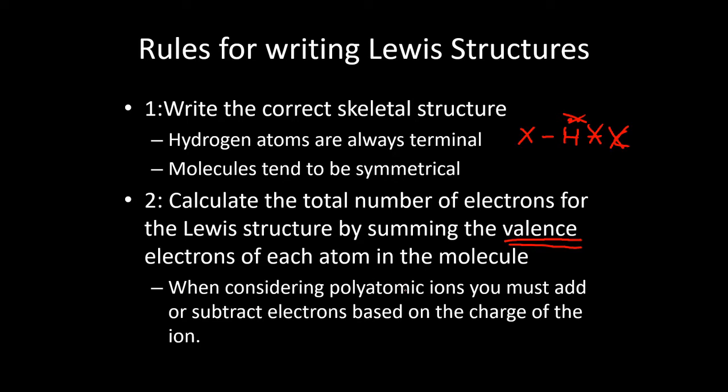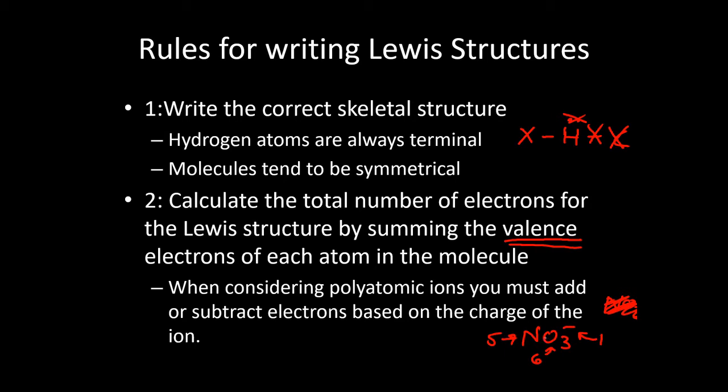And when we're considering polyatomic ions, by the way, we have to add or subtract electrons based on the charge on that ion. So if we have something like nitrate, we would have 5 valence electrons from the nitrogen. Each of those oxygens would have 6 valence electrons, and then we would add 1 extra because of that negative charge, because that negative charge is telling us we have an extra electron. Because remember, electrons have negative charge, and so if we have a negative charge on this ion, that means we have 1 extra electron.